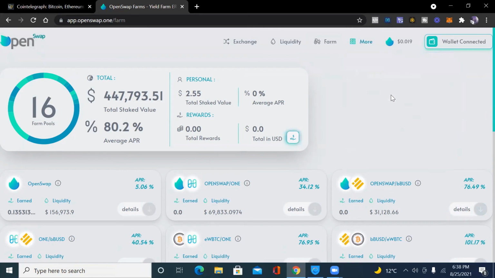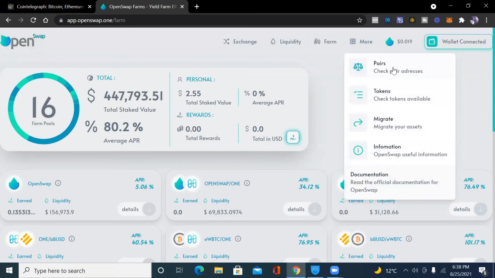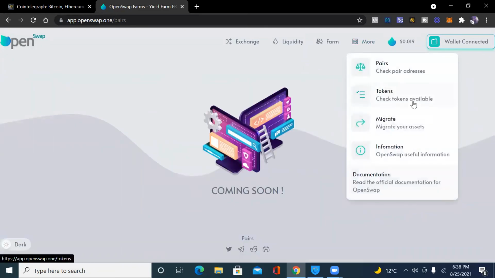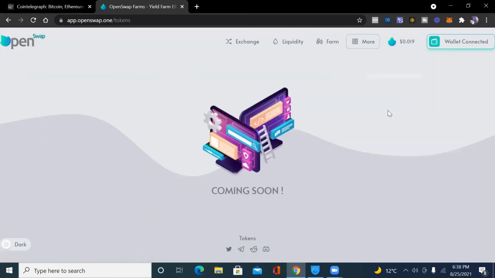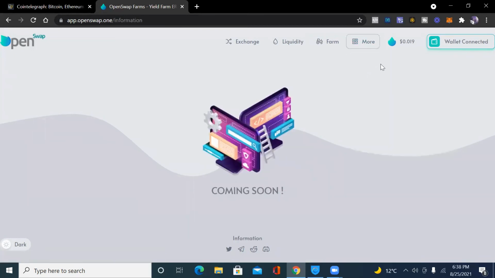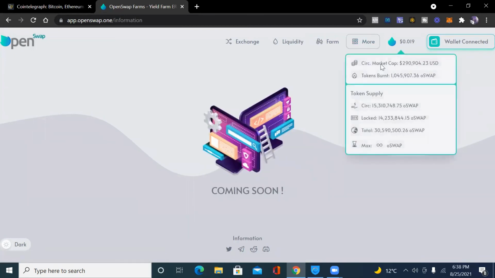So I want to click on the more tab so we can see the pairs that are coming soon. Like I said, this is a new project, so they're still building on it. You can see the token, and it looks like all of this is pretty much coming soon. So that's going to be exciting to see.